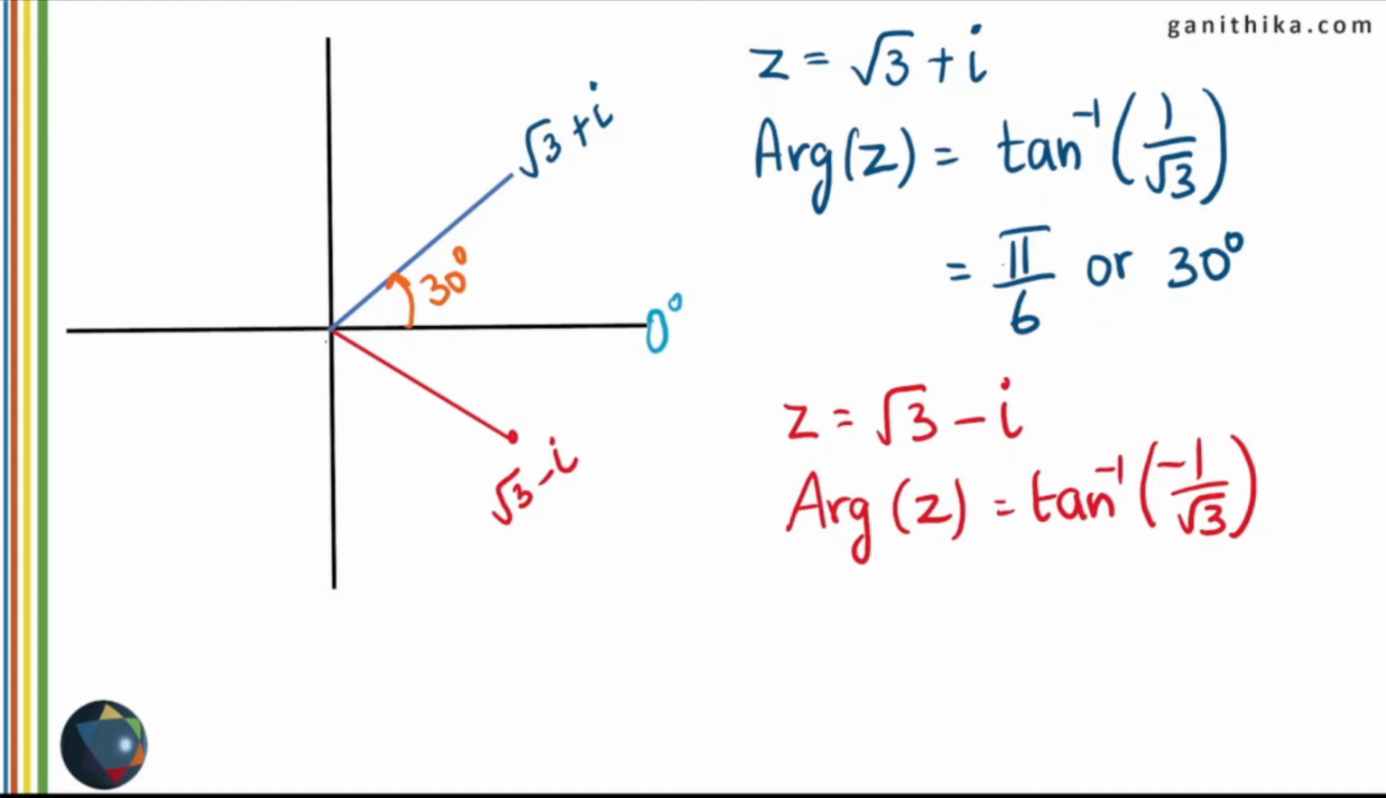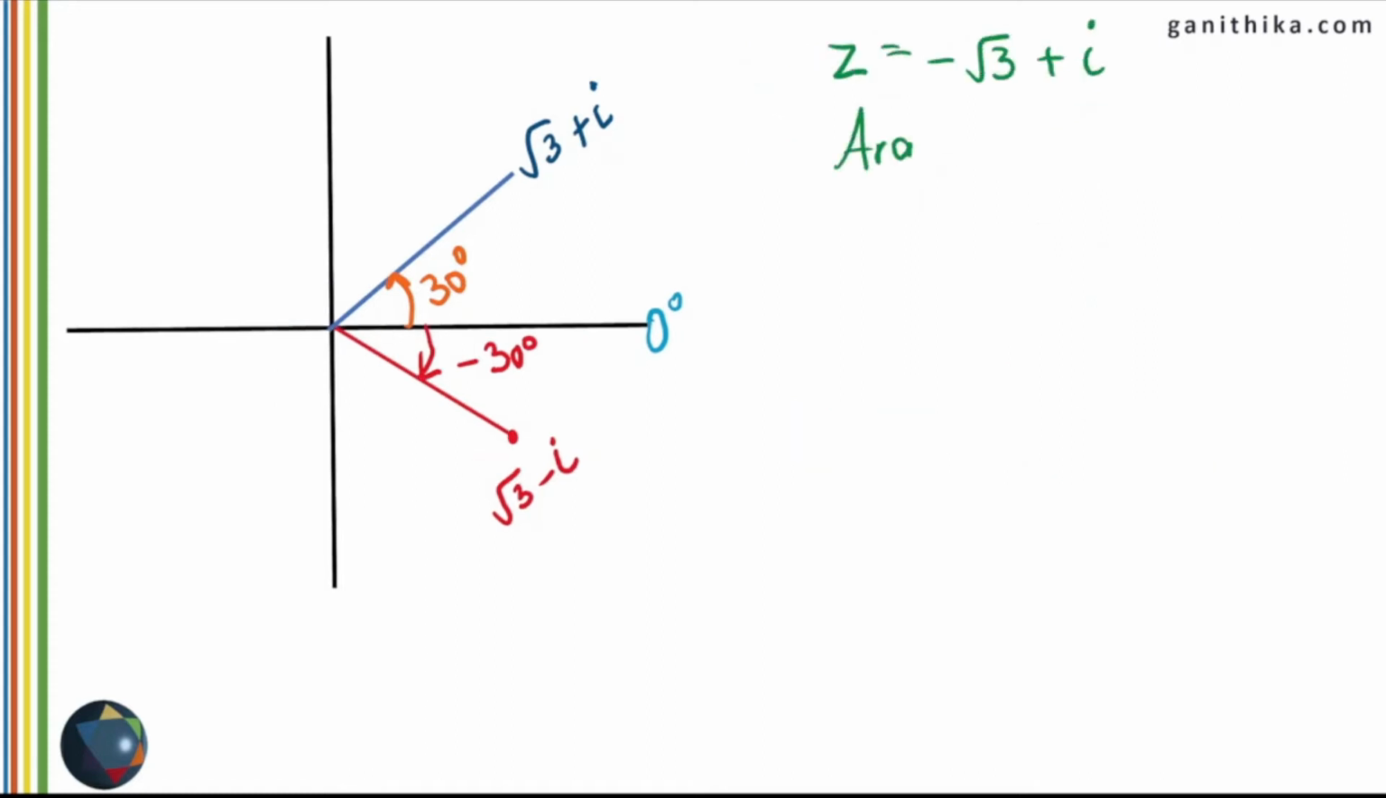Therefore, the argument we have here is tan inverse of minus 1 over square root of 3, which gives you negative pi over 6 or negative 30, which is measured from 0 degrees clockwise. So this is negative 30 degrees because it is in the fourth quadrant. We have the argument of z as negative 30 degrees.